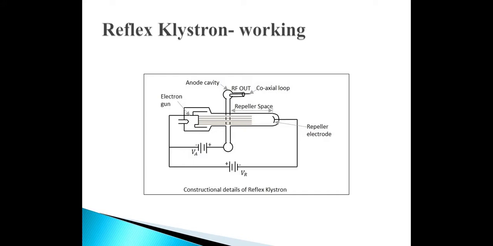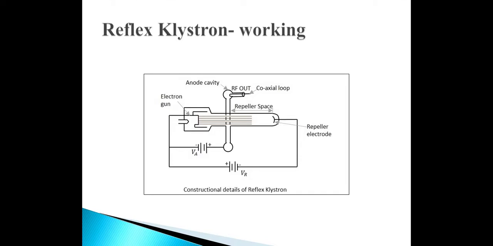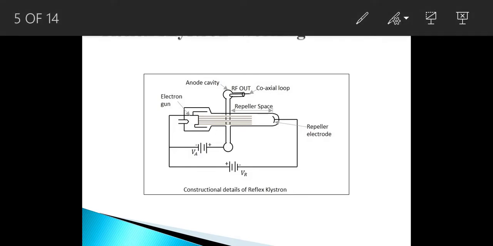which consists of a single cavity. So here we have a repeller electrode over here. Here it is the electron gun. Then we have the RF. We can take the RF output from coaxial cable.